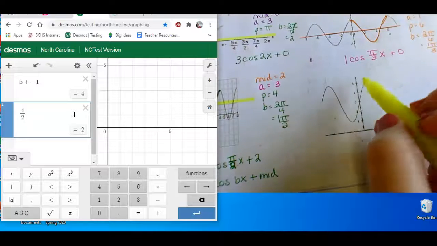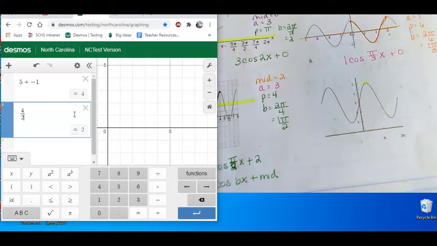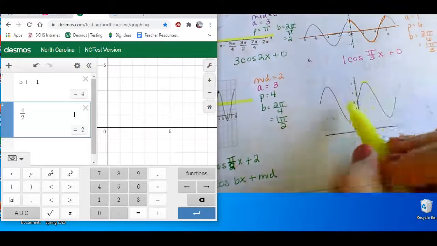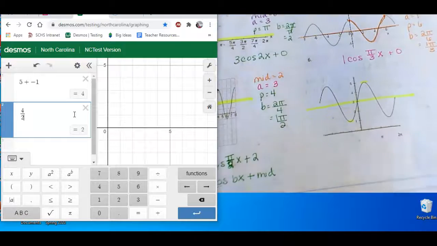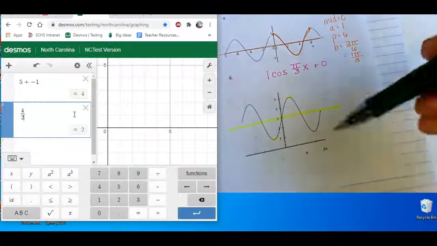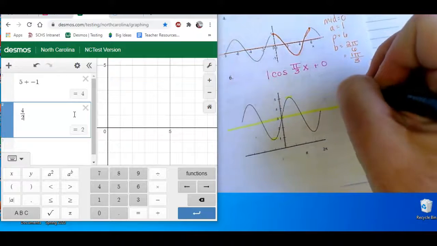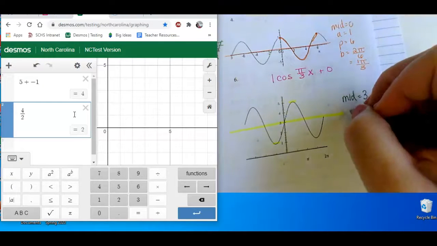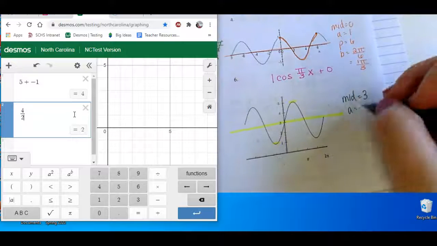Okay, let's think about it here. Our highest value is 5. Our lowest value is 1. So add it and divide by 2 if you want to, or just think about what's in the middle of 5 and 1. 3. So 3 is the midline. Okay. How far from the midline do we go up? 2. Good.